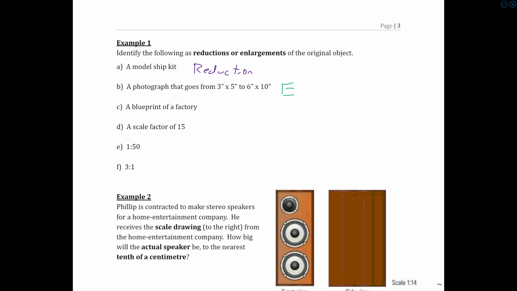Okay, a blueprint of a factory. Is the blueprint an enlargement or reduction? Yeah, if you have an enlargement for a blueprint, it's going to be really, really big. Probably not helpful. Okay, how about a scale factor of 1 to 50 or 3 to 1? Well, that's then an enlargement. 1 to 50 is a reduction. 3 to 1 is an enlargement. Cool. Smaller, bigger, smaller, bigger, smaller, bigger.